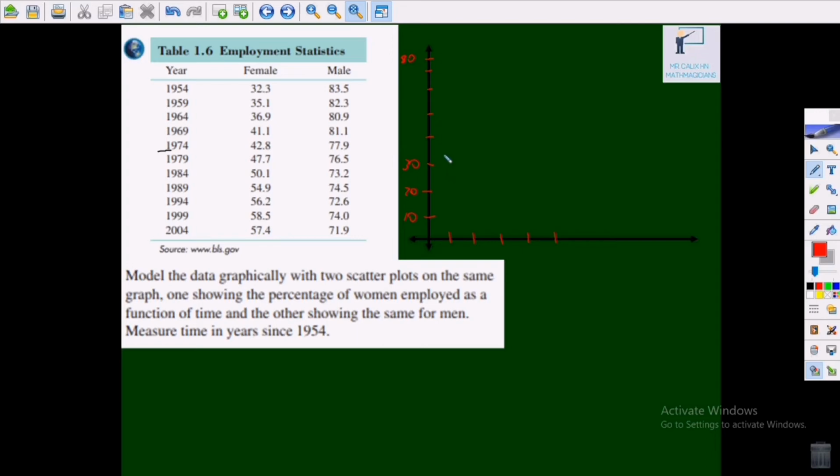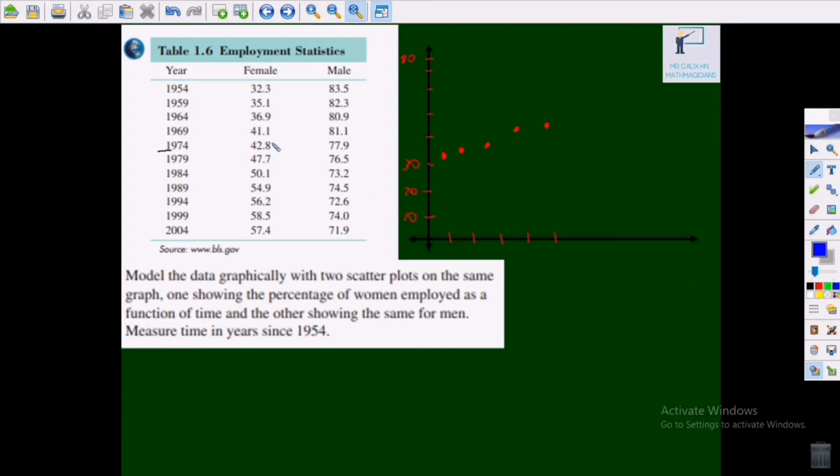In 1954, 32.3 females. In 1959, they increased to 35.1. In 1964, they increased to 36.9. In 1969, it increased to 41.1. And in 1974, it increased to 42.8. That would be the women's scatter plot. Now the men's scatter plot.